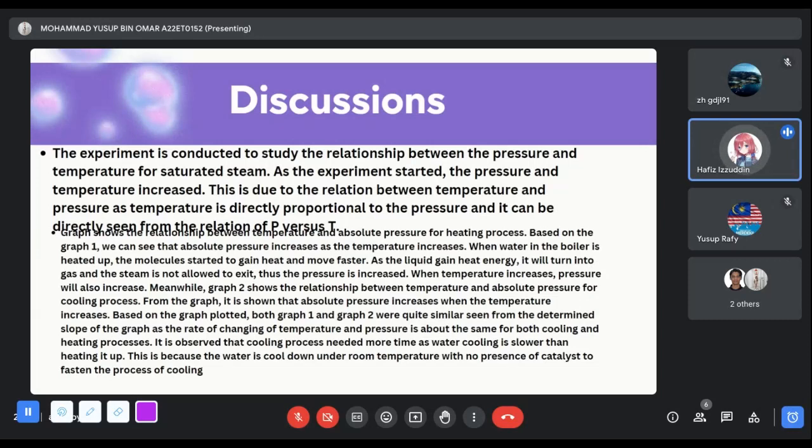Meanwhile, graph 2 shows the relationship between temperature and absolute pressure for the cooling process. From the graph, it is shown that absolute pressure decreases when the temperature decreases. Based on the graph plot, graph 1 and graph 2 were quite similar from the determined slope of the graph, as the rate of change of temperature and pressure is about the same for both the cooling and heating process. It is observed that the cooling process needs more time, as water cooling is slower than heating up. This is because the water is cooled down at room temperature with no catalyst to speed up the process of cooling.